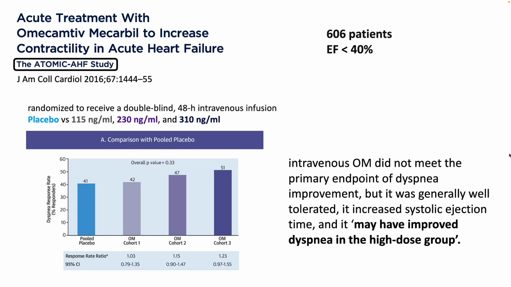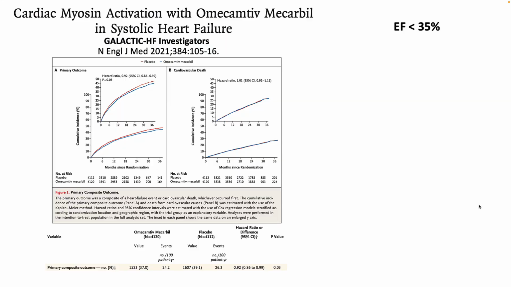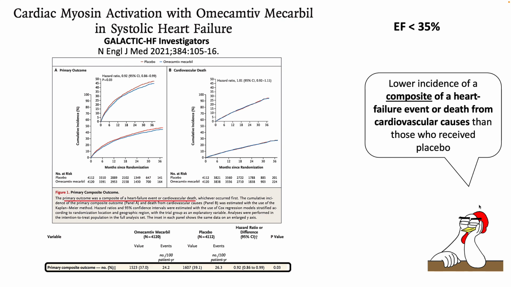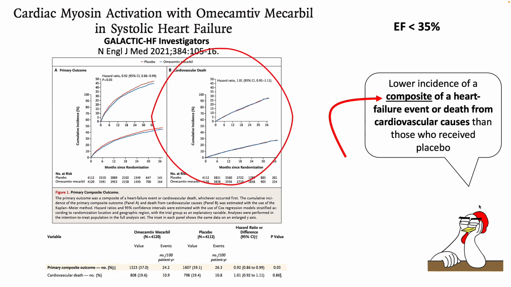The ATOMIC-HF study was the first to look at this drug using different dosing patterns, and you can see slight improvement in dyspnea score. However, it did not reach significance. However, the patients tolerated this medication very well. The GALACTIC-HF trial has been the largest to study this drug. They show a lower incidence of the composite of a heart failure event or death from cardiovascular causes when compared to placebo. However, when you look at only cardiovascular death, this did not meet any significance.